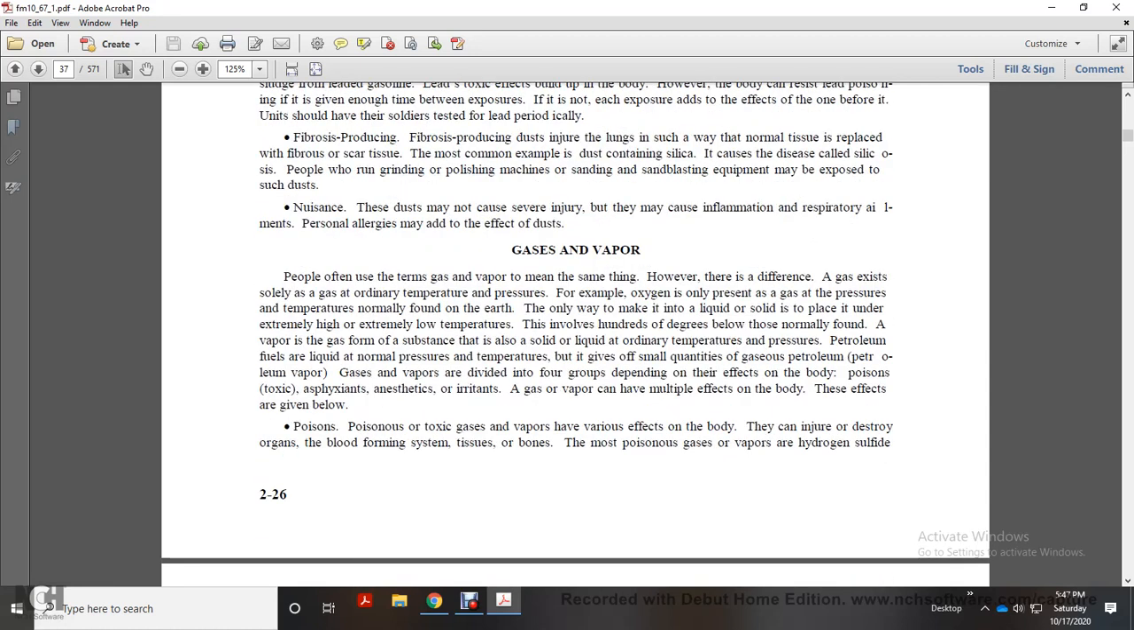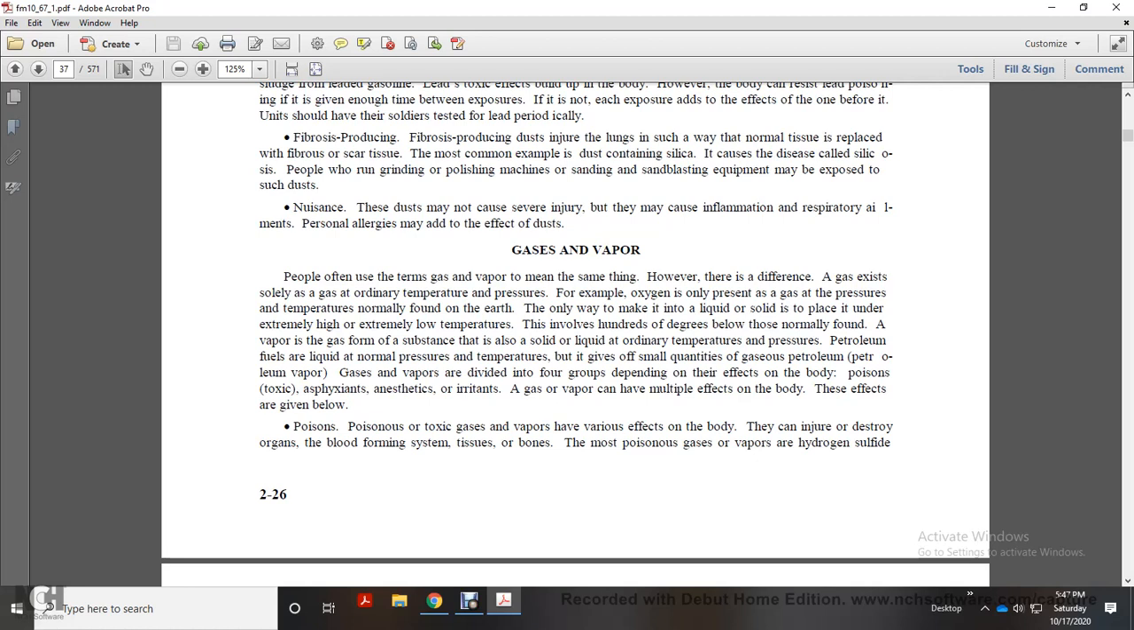All right, gases and vapors. People often use the terms gas and vapor to mean the same thing. However, the difference between them exists solely with ordinary temperature and pressure. For example, oxygen is only present as a gas at the pressure and temperature where it is normally found on Earth. The only way to make it a liquid or solid is to place it under extremely low temperatures, hundreds of degrees below what is normally found. Vapor is the gaseous form of a substance that is also solid or liquid at ordinary temperature and pressure.